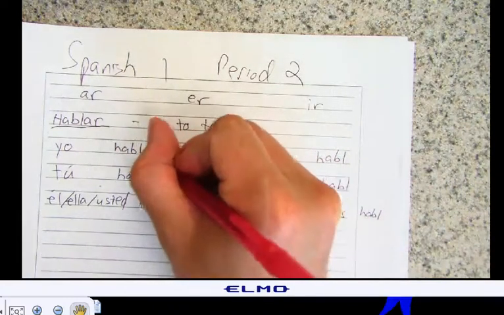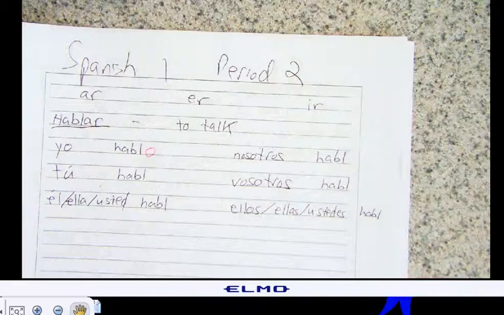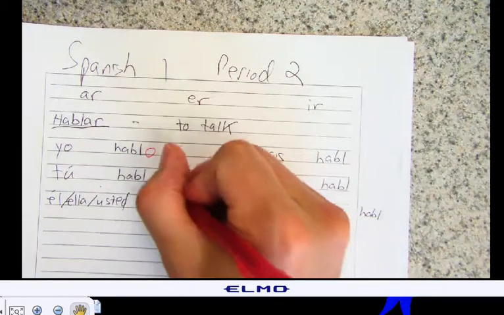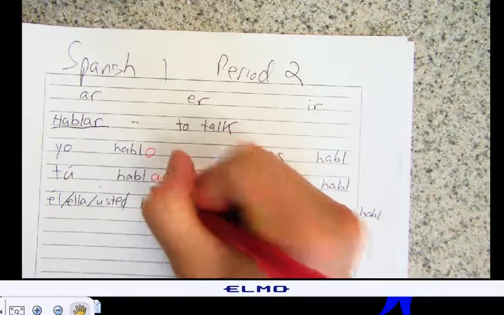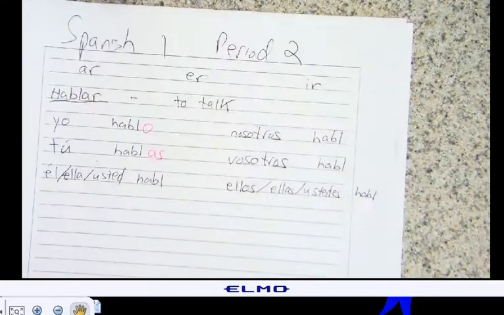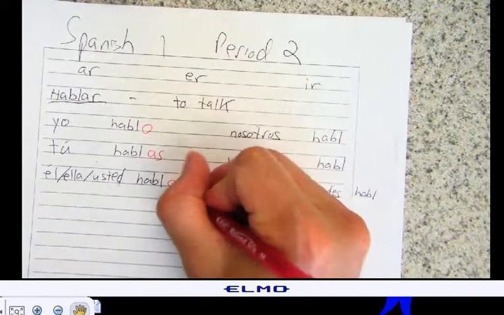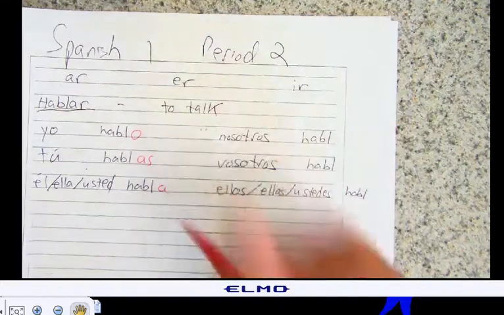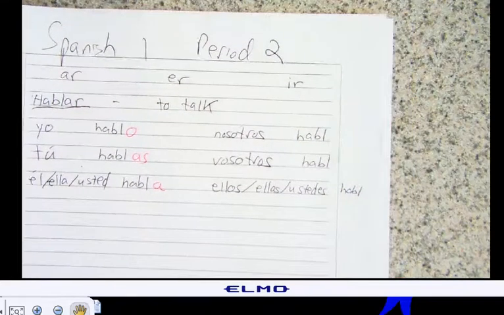Oh, hablo, I speak. How about the tú form? Hablas as for the tú form of an AR verb. The he, she form. Habla, the A. I put them in red because those stick out. Those are the ones that you should have memorized by now. O, A, S, and A.